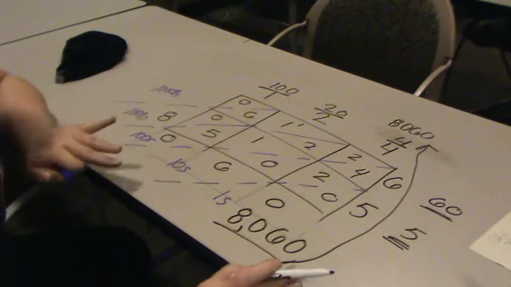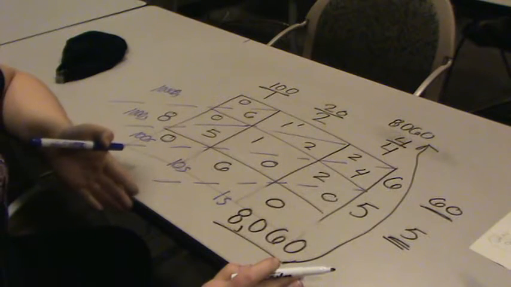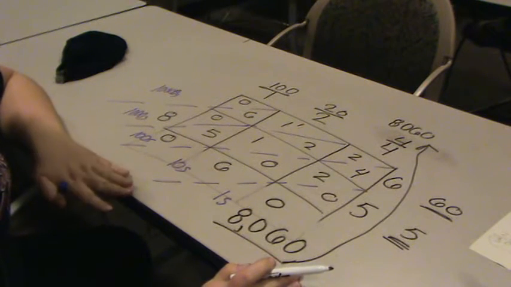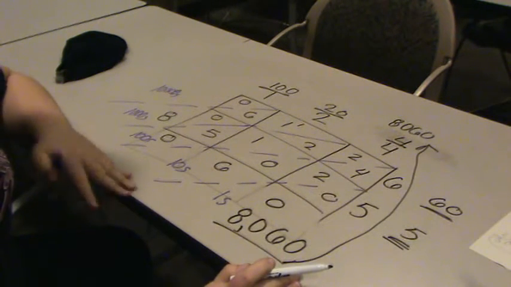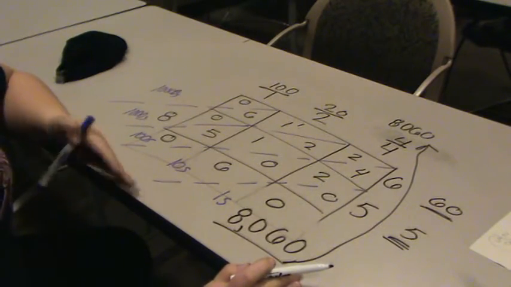So this is just another way to visually see multiplication if sometimes the other way gets a little boring or confusing. And this is the lattice way, and we'll talk about more in class tomorrow.